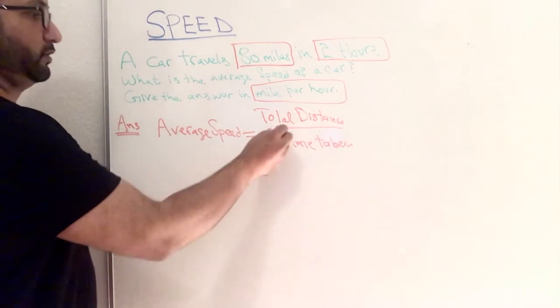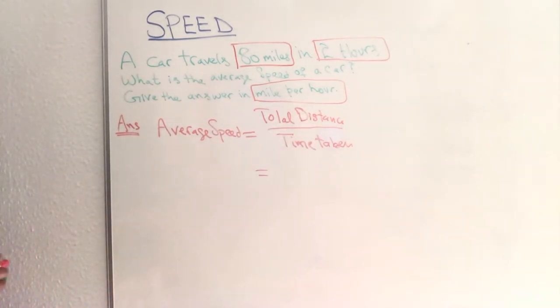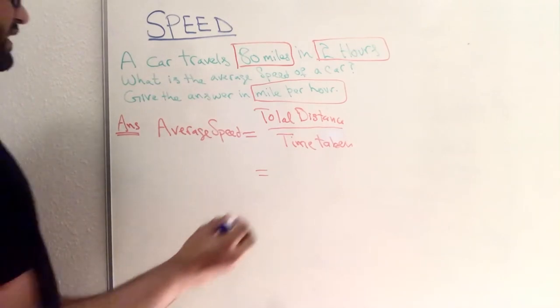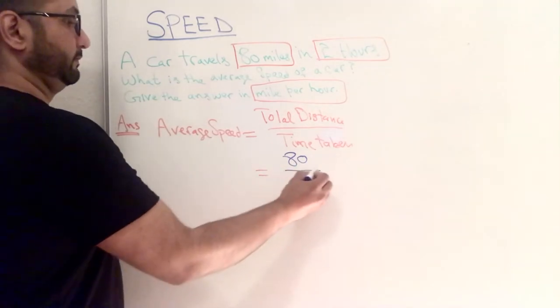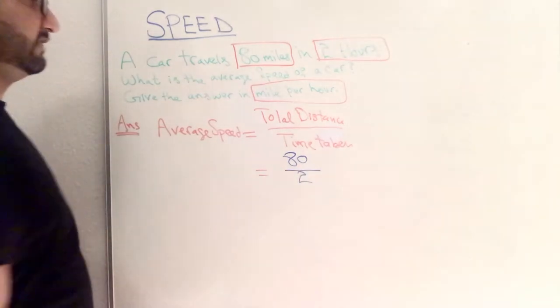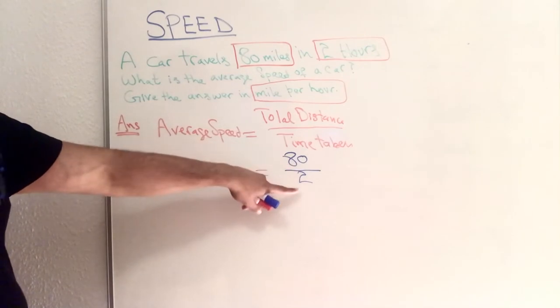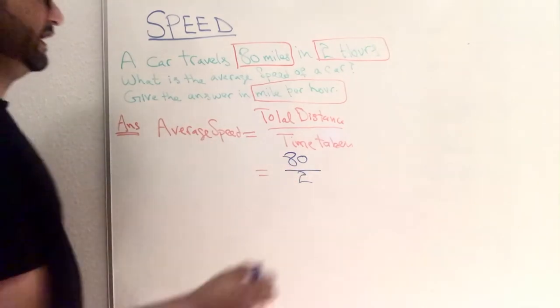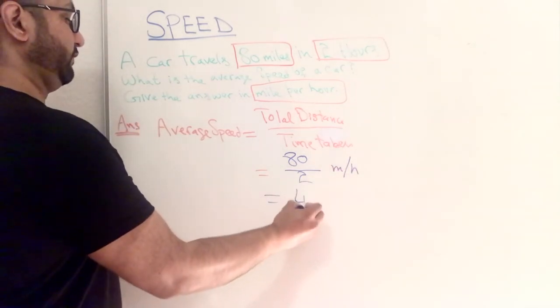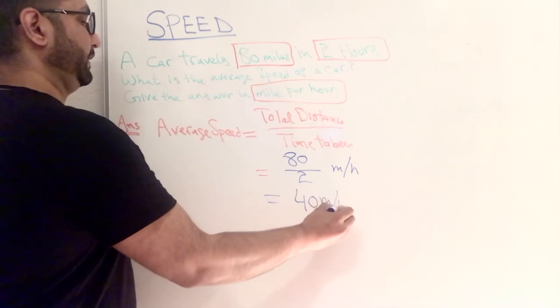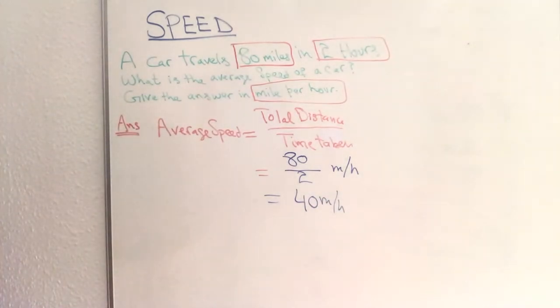So now we need to write down the total distance. What is the total distance? Here, 80 miles. And what is the time? 2 hours. We have miles divided by hours, so we will get miles per hour. So we have to divide it, and we will get 40 miles per hour. In 1 hour we cover 40 miles, and then in the second hour we cover 40 miles again to cover our distance.